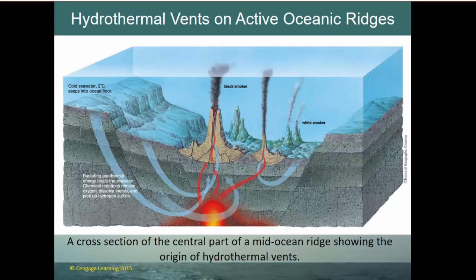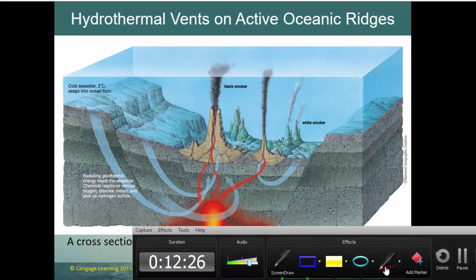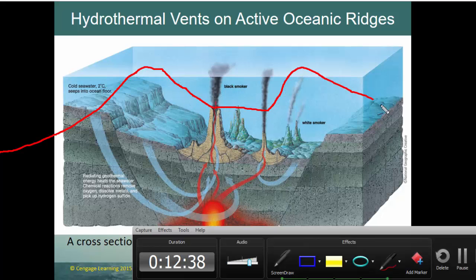So this is the cross-section of the very central part of the mid-ocean ridge. And what you have to remember in this mid-ocean ridge situation is the entire mid-ocean ridge looks something like this. It's a ridge, and then you get this central rift valley. And so the ridge is this very long feature across the entire screen here, all right?